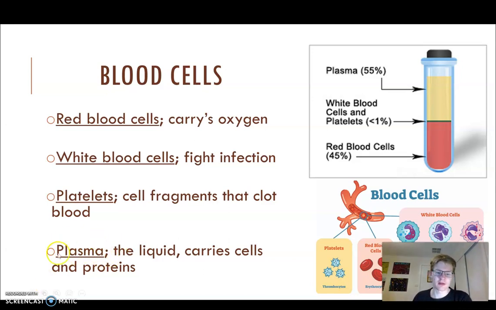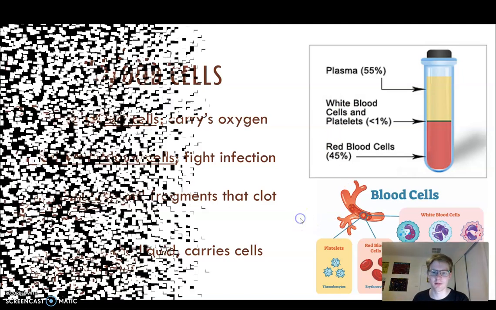And lastly, we have plasma. This is not cells. This plasma is not made of cells. Plasma is just a liquid. Plasma is the liquid that carries around all the cells and proteins and everything in the blood. No, this is different plasma to the state of matter that is plasma. Same word, different functions.